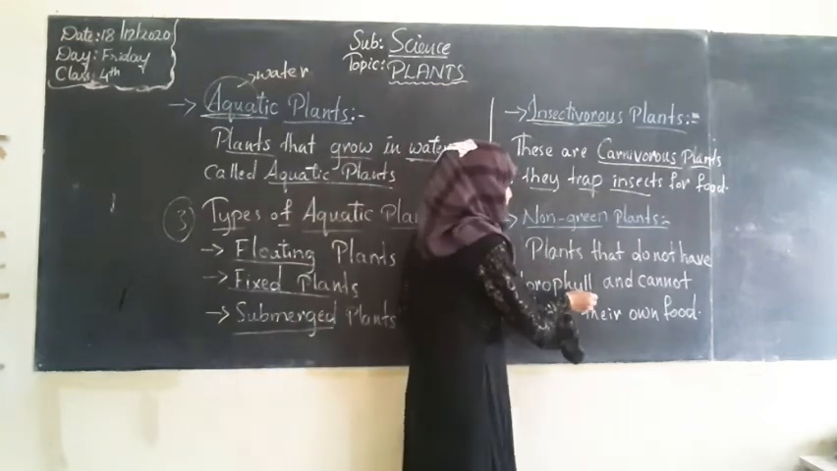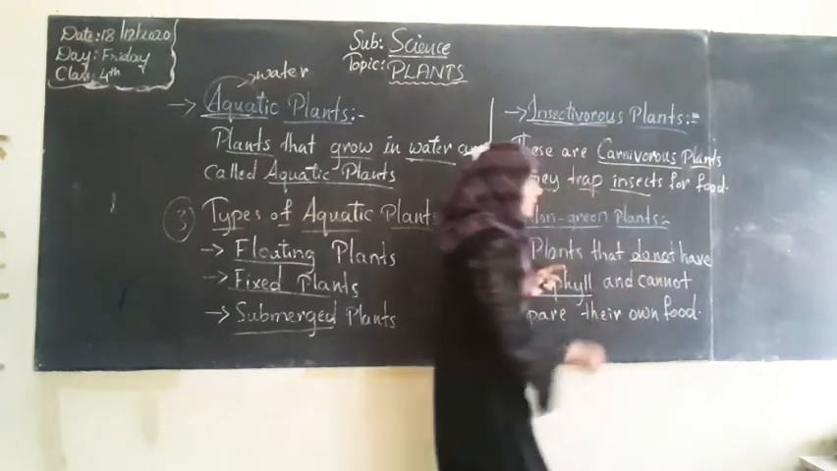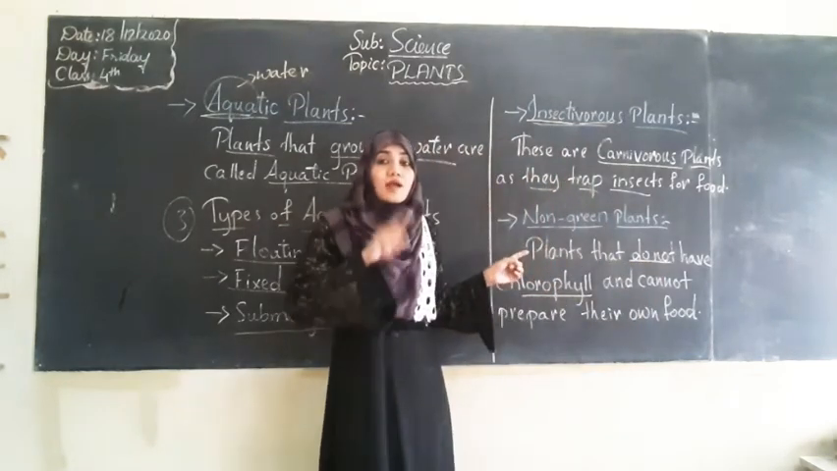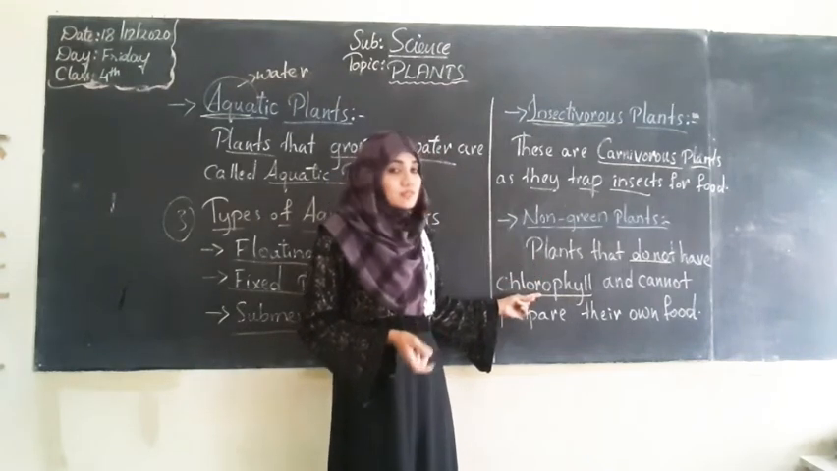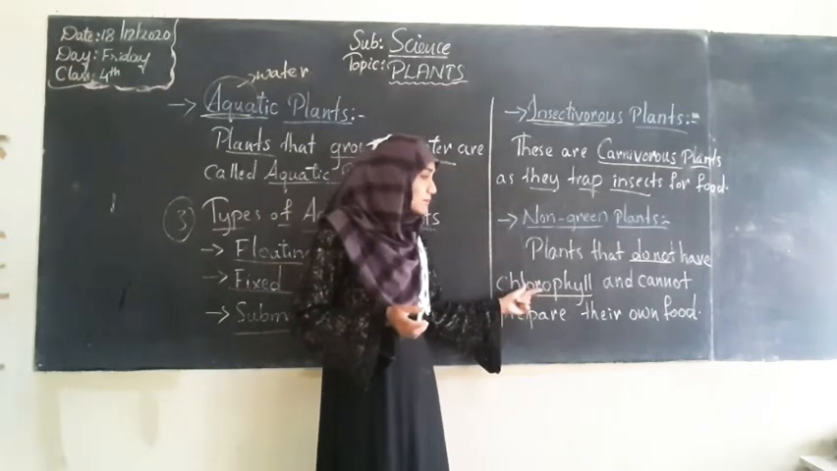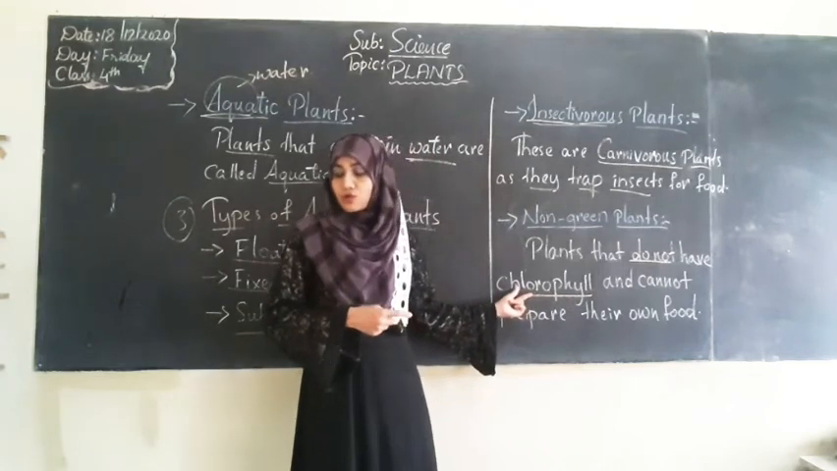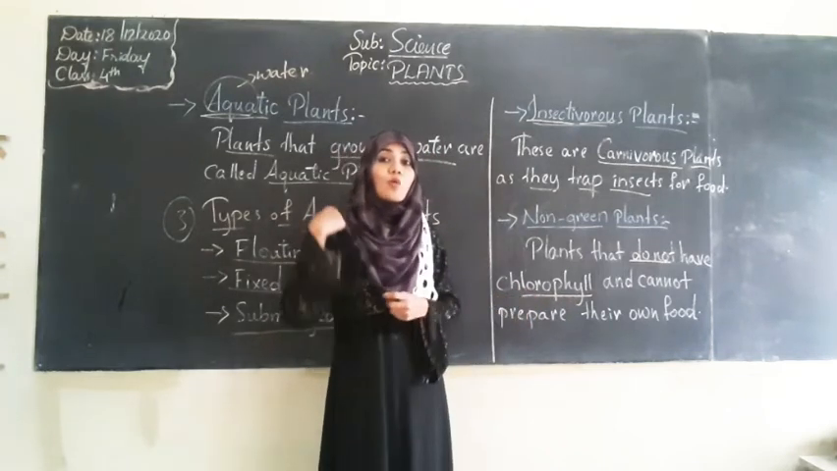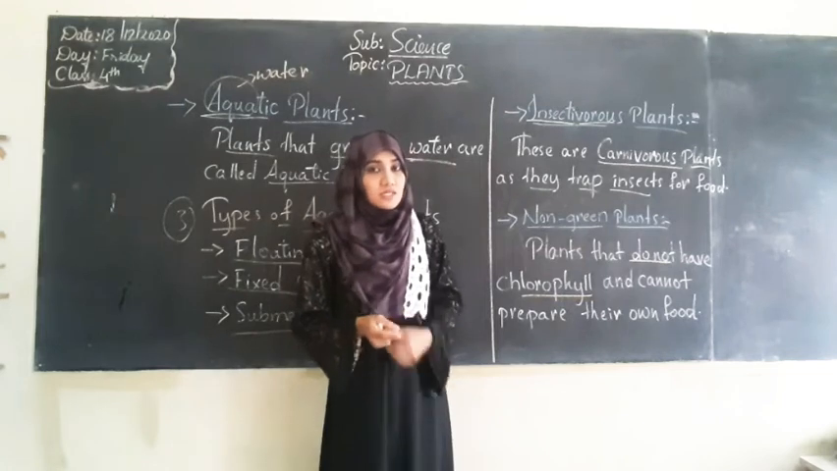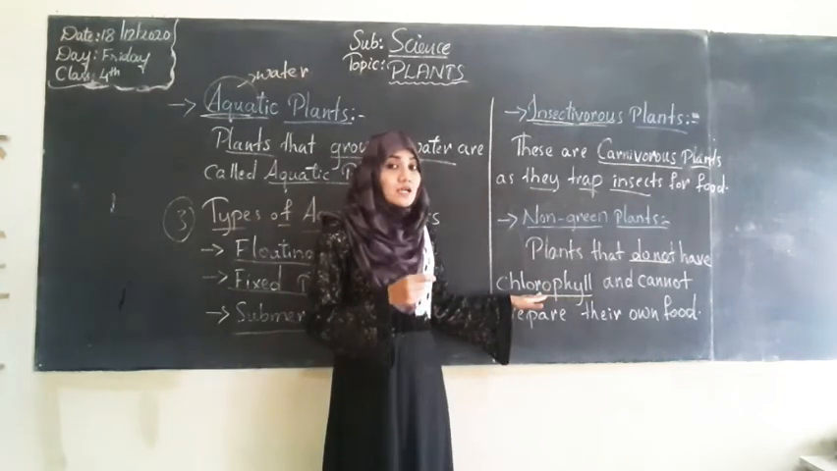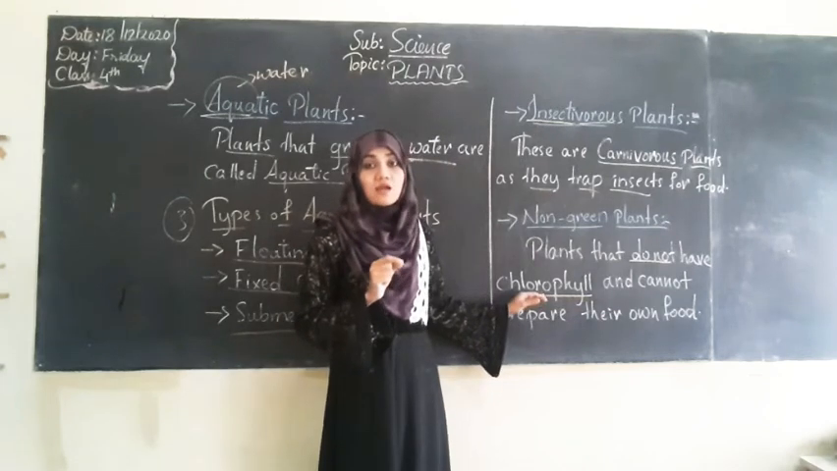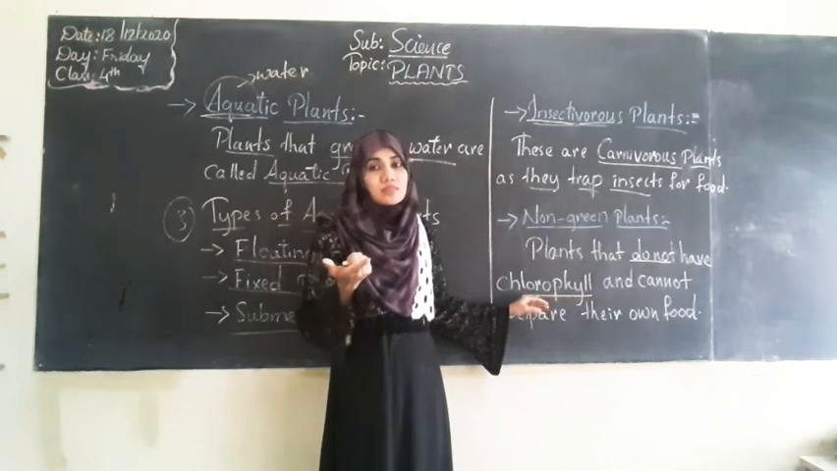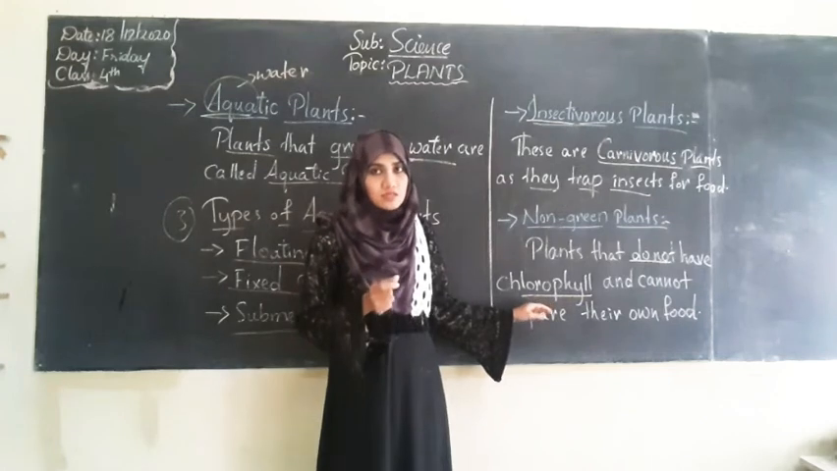Because these plants do not have chlorophyll. Why are some plants not green in color? The reason is that they do not have chlorophyll. Now what is chlorophyll? Already we have discussed chlorophyll in the previous chapter, how plants make food. In that we discussed what chlorophyll is. It's a pigment which is responsible for the green color of the plants, and it also helps in performing photosynthesis, right?